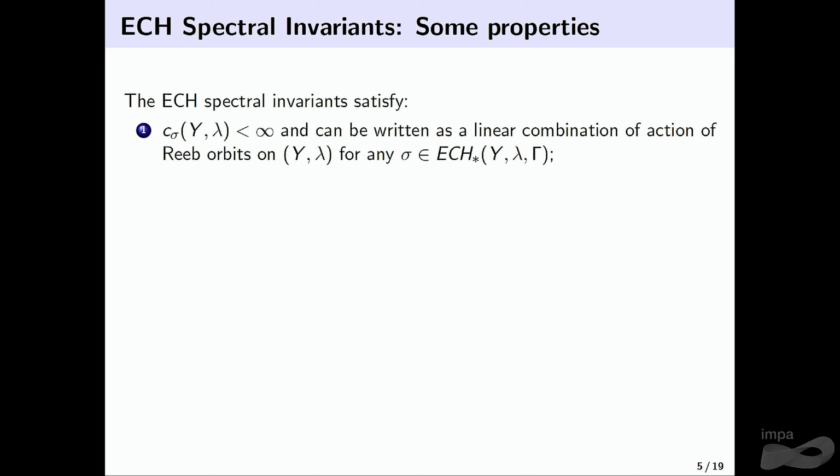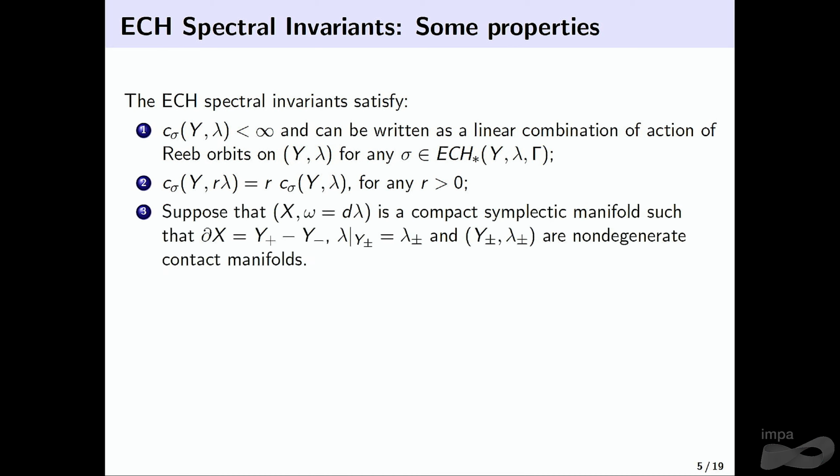And this number has nice properties. The first one that I'm going to mention today is the spectrality property. Every ECH spectral invariant is finite, and in fact, it can be written as a linear combination of actions. So this is really just a sum of actions of real Reeb orbits on your manifold, but nicely picked. The second one is the conformality property. If you multiply your contact form by a positive real number, your invariants are also multiplied by the same number. And the third one today is monotonicity.